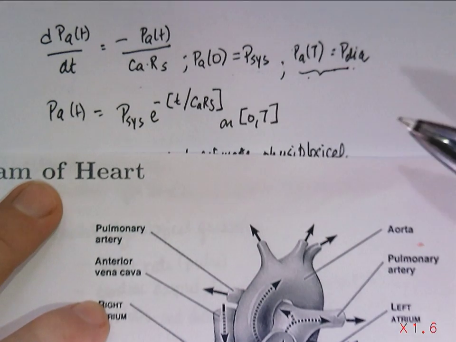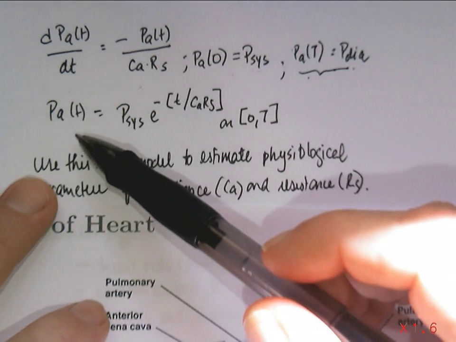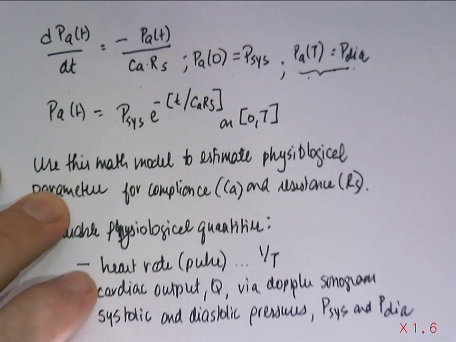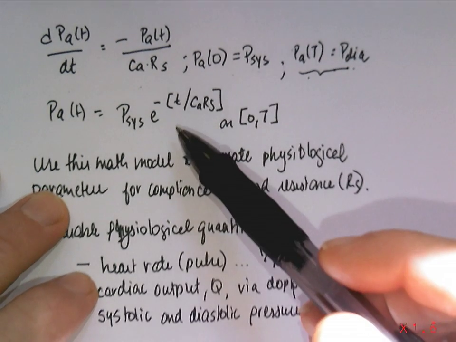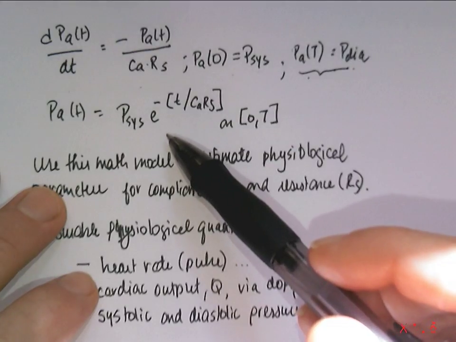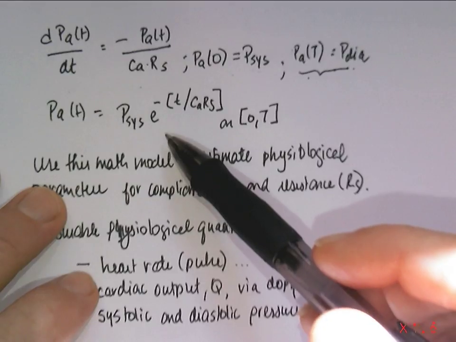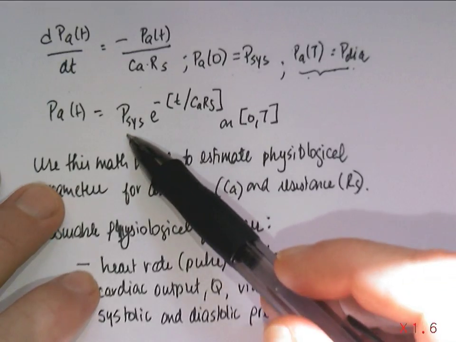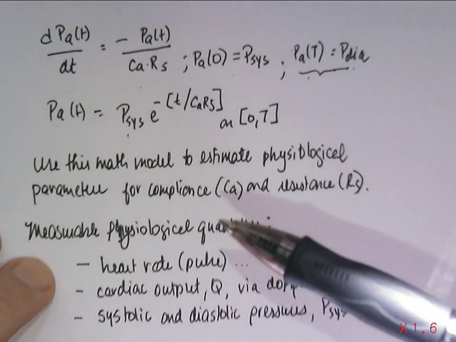Right? So the solution to the differential equation of how that pressure changes through time is given by this particular solution here, the exponential form solved by that very simple linear differential equation. It's very separable, no problem. And again, you see that the initial condition is given by the systolic pressure.